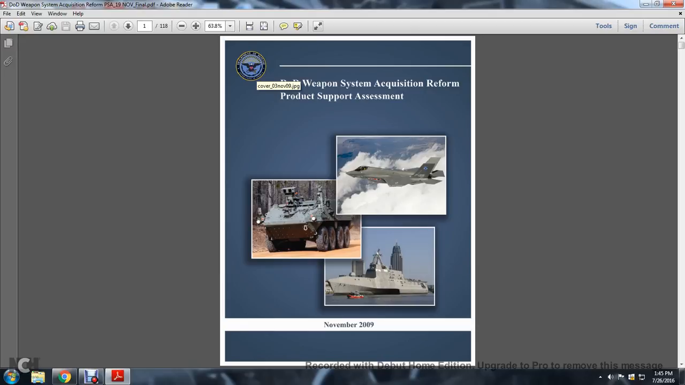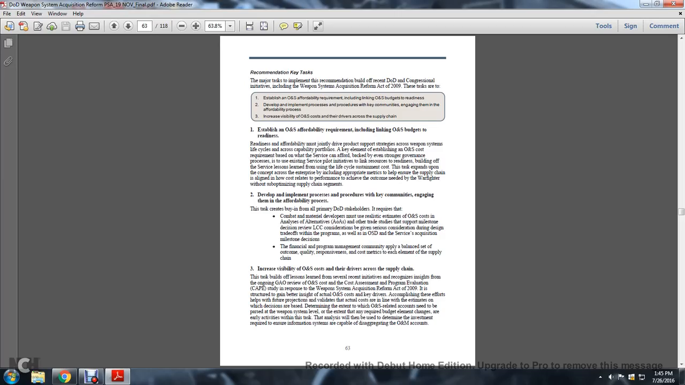Alright, Department of Defense Weapon System Acquisition Reform Act, Product Support and Assessment. We're in the middle of Chapter 5, I think.